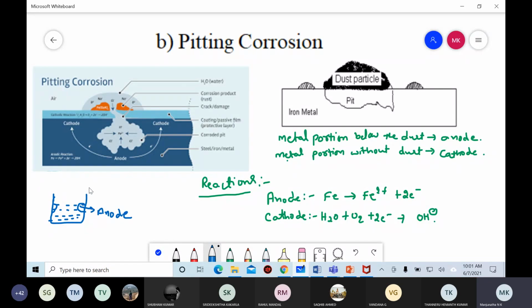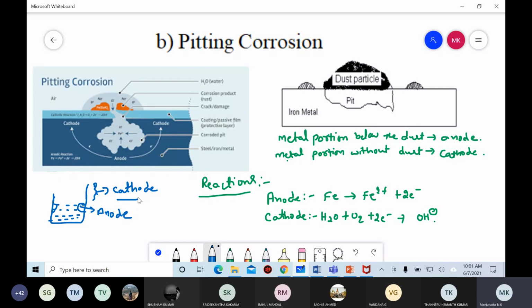But the remaining metal portion, which is not filled with water, is exposed to the environment, which has a high concentration of oxygen. Therefore it acts as a cathode and is unaffected by corrosion. This type of corrosion is called waterline corrosion. So these are the two typical examples of differential aeration corrosion that we discussed in the last class.